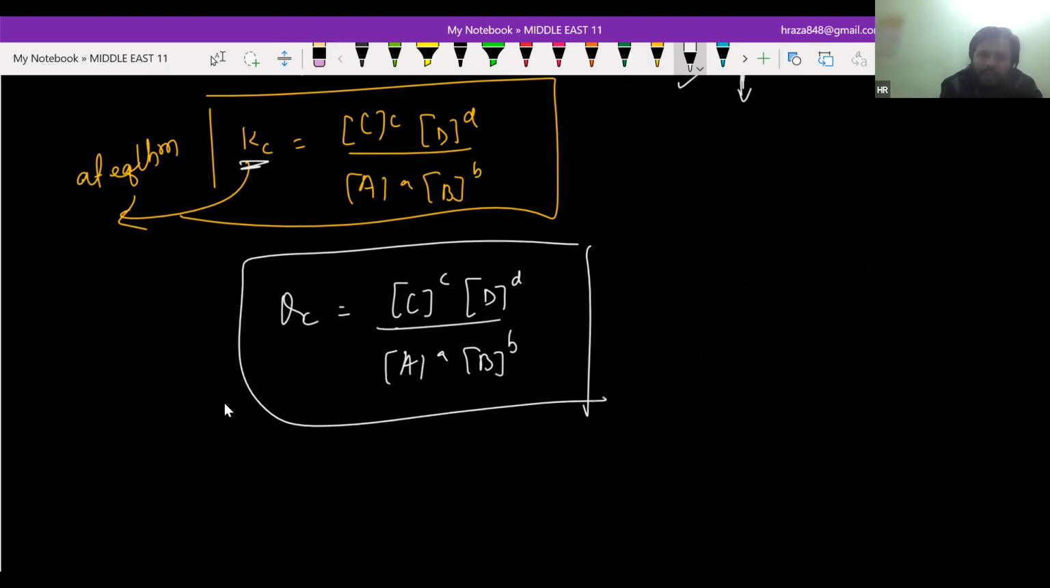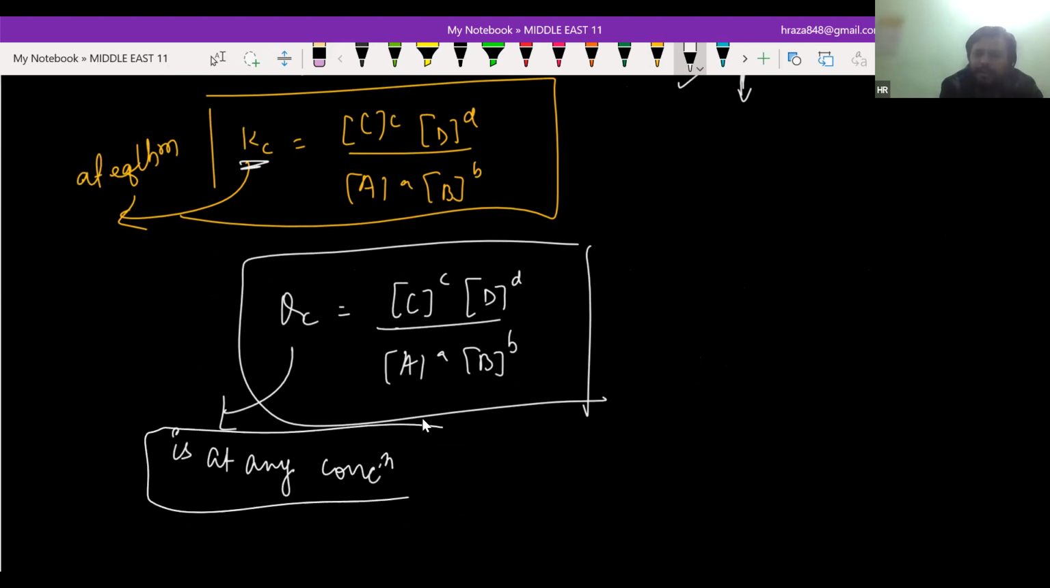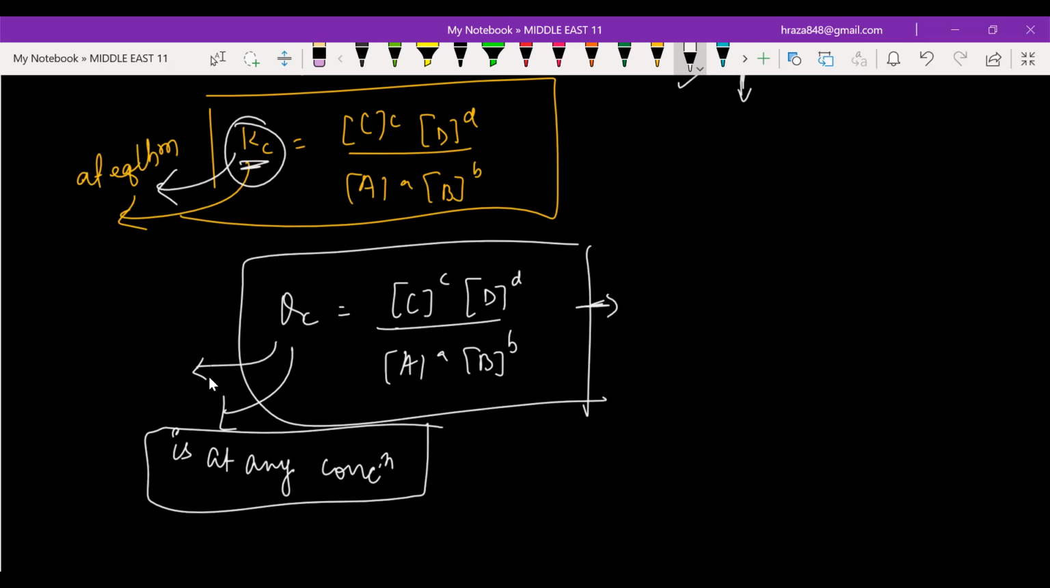And this Qc is at any situation or any concentration. That means Qc is for all the time in the process, and Kc represents only equilibrium. Whenever we use Kc, that means the situation is at equilibrium, and Qc is for including equilibrium, from t equals 0 to t equals equilibrium. Is that clear, everyone? Yes, sir. Fawaz, can you explain again?